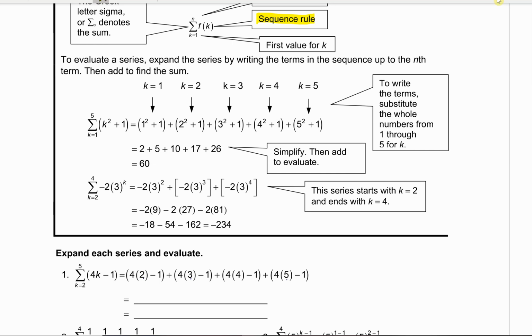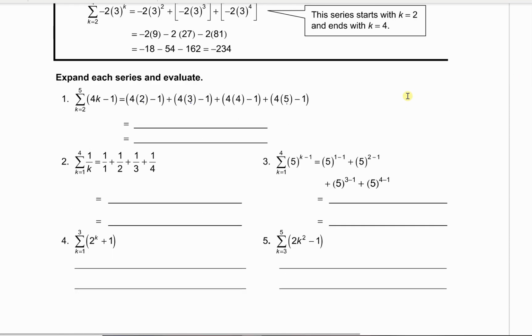And then for this one here, from 2 to 4, for this rule here, negative 2 times 3 to the k. So we're going to get negative 2 times 3 squared plus negative 2 times 3 cubed plus negative 2 times 3 to the 4th. Those three terms, add them up, and you end up getting negative 234.